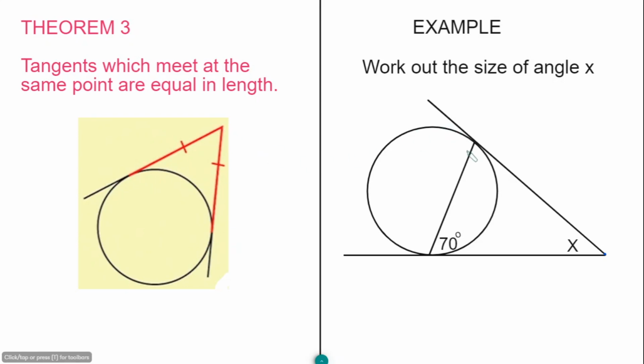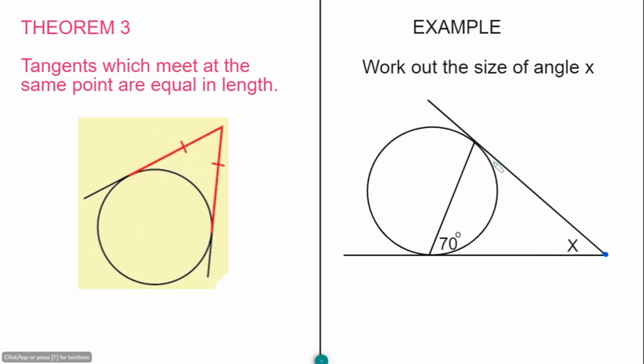Now coming over to the right, let's see an example. Okay, here we need to work out the size marked X. Now we've got a circle, and then we have a tangent drawn here and another drawn here, meeting at this point here, and then we need to work out the angle X.